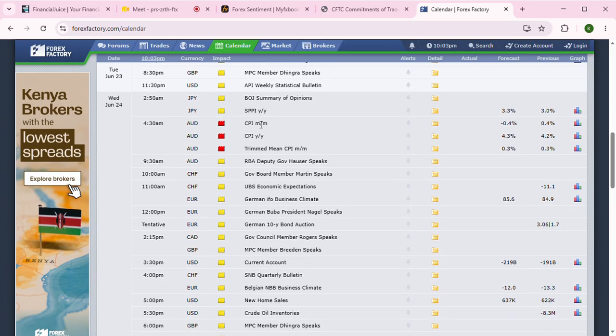On Wednesday, you can see in Austria at 4:30 a.m. we are going to have a CPI month over month and also CPI year over year. So if you trade gold, make sure you pay attention to this news, because Austria is one of the largest producers of gold, and when there's news events in Austria, it affects gold directly.